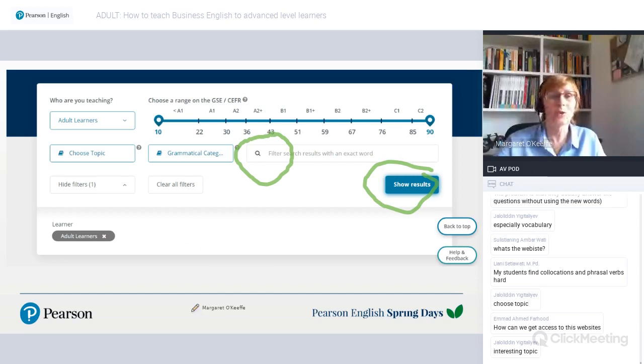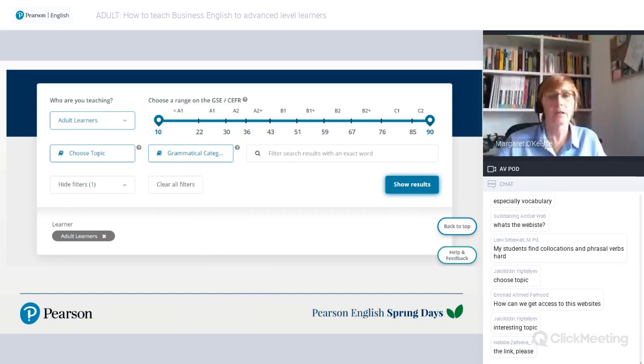So that's quite a useful tool, and it's one that we used quite extensively when we were writing the C1 level materials. So it's available to you if you'd like to use that as well.